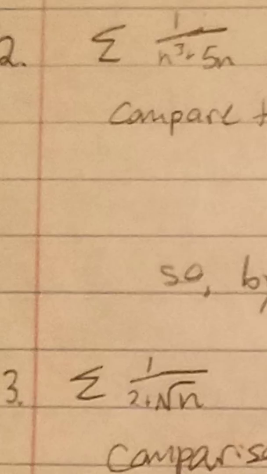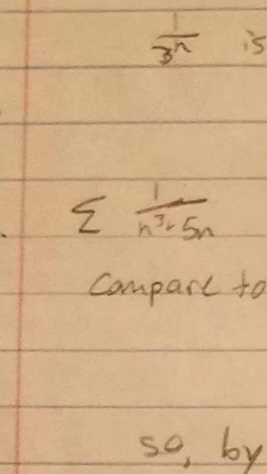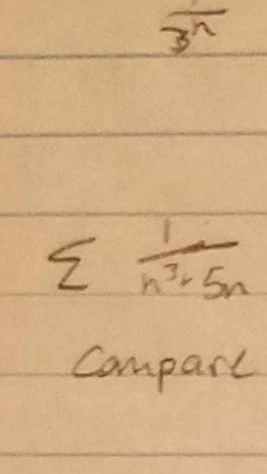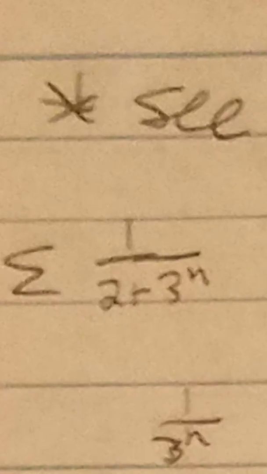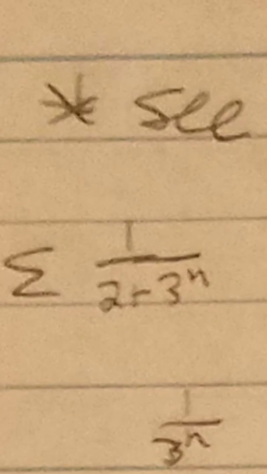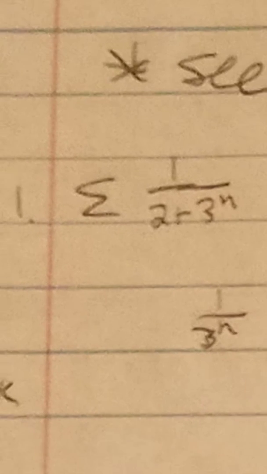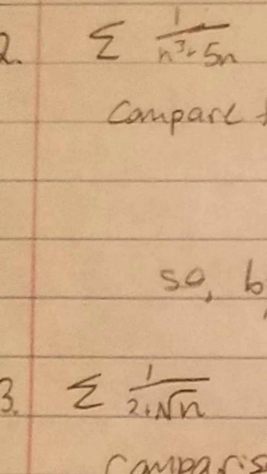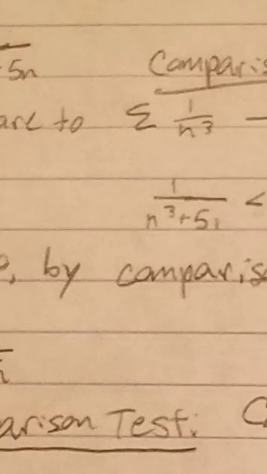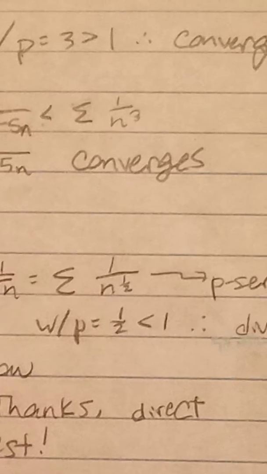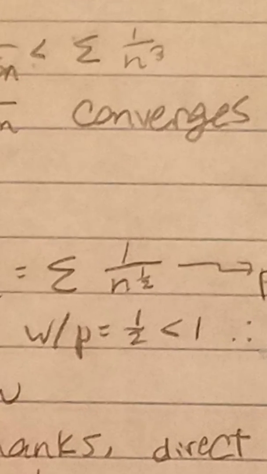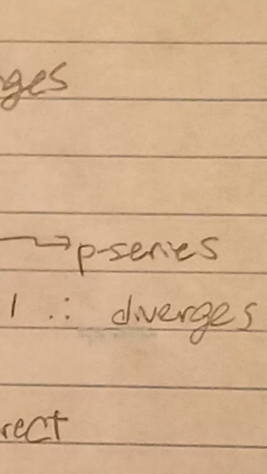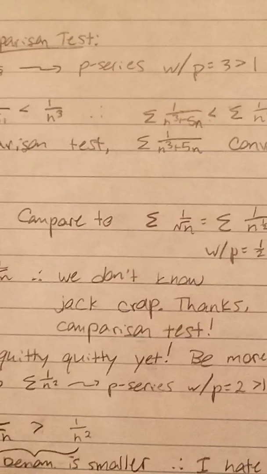So up until now, we've been doing very obvious comparisons, right? I mean, it's very obvious that you should compare this to 1 over n cubed. It's very obvious that you should compare this to 1 over 3 to the n, rather. But this one seems obvious. The obvious choice is to just compare it to 1 over square root of n, right? Which would be a p-series with p equals 1/2, which is less than 1, therefore it diverges. So let's do that comparison.